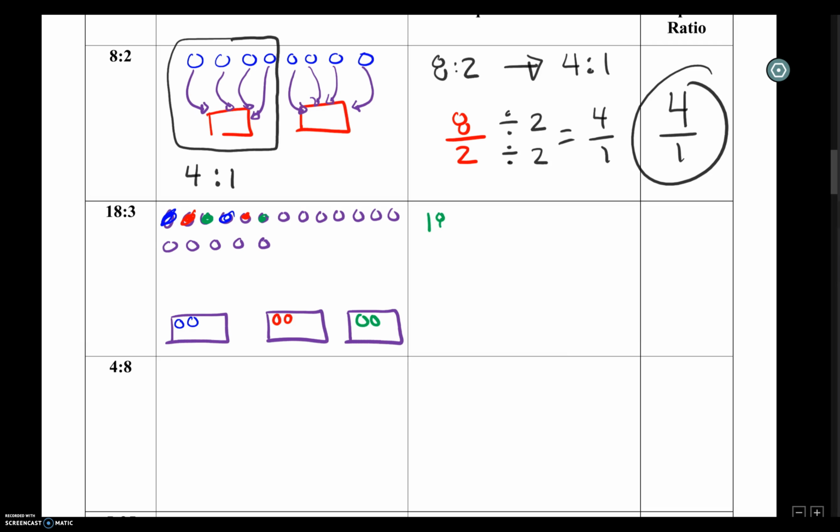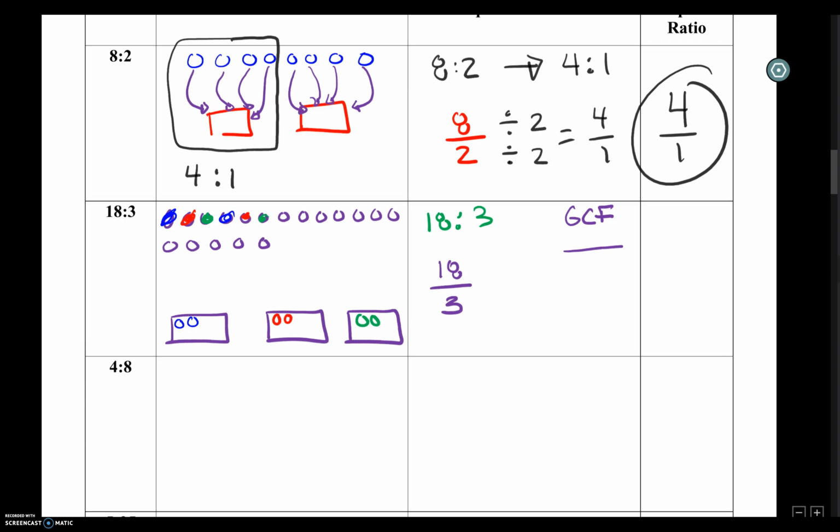Now we have the ratio of 18 to 3. That means that there's 18 circles or 18 hamburgers or 18 whatever to 3 of something. Could be 18 pairs of socks to 3 pairs of shoes. We need to simplify it. And in order for us to simplify, we can do it in fraction form, 18 over 3. And we can find the greatest common factor.